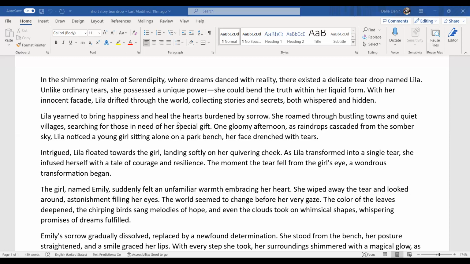Leela yearned to bring happiness and heal the hearts burdened by sorrow. She roamed through bustling towns and quiet villages, searching for those in need of her special gift. One gloomy afternoon, as raindrops cascaded from the somber sky, Leela noticed a young girl sitting alone on a park bench, her face drenched with tears.